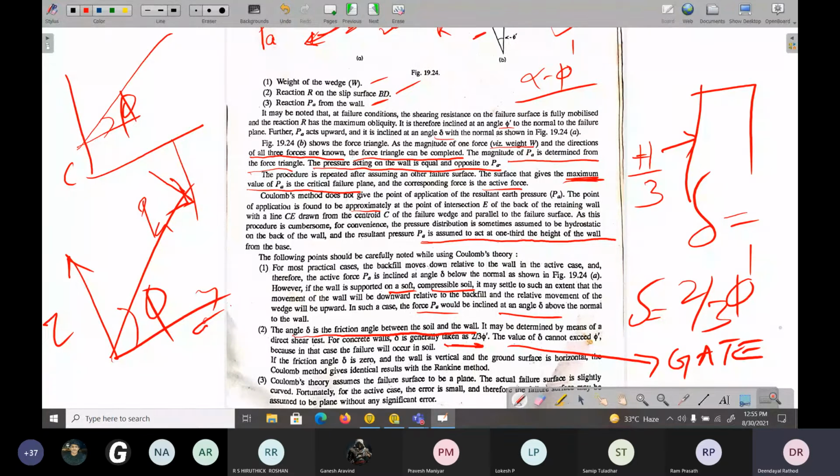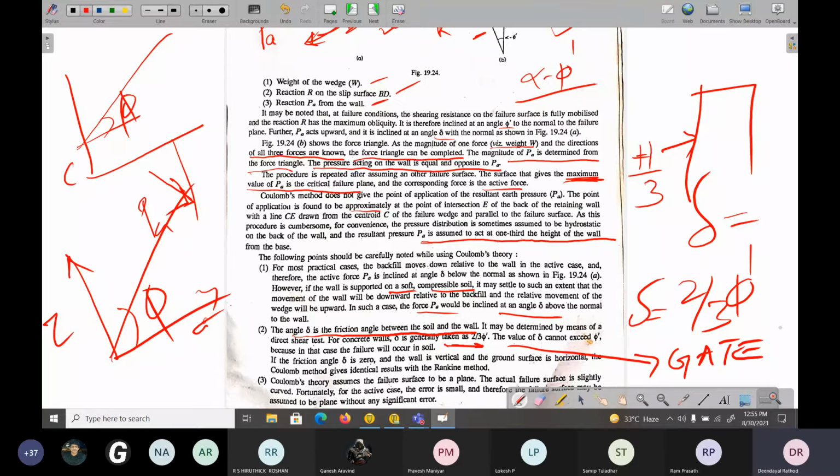If the friction delta is 0, in that case, whatever we are calculating, this particular value exactly will get as a Rankine value. That's what it says. If the friction delta is 0 and the wall is vertical and the ground surface is horizontal, the Coulomb's method gives the identical result with the Rankine's method.